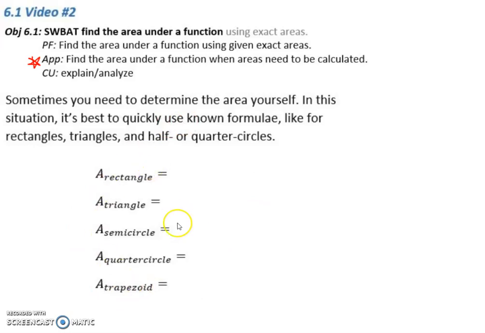Before we do this, just a quick reminder, you're going to be finding areas yourself, which means it's good to be really quick with this. Area of a rectangle is base times height. Area of a triangle is 1/2 base times height. Area of a semicircle is, well, semi is half, so a circle is pi r squared, and that would be half of it, so I'm going to put a 1/2 pi r squared here. A quarter circle would be a 1/4 pi r squared. Sometimes you'll see those too.